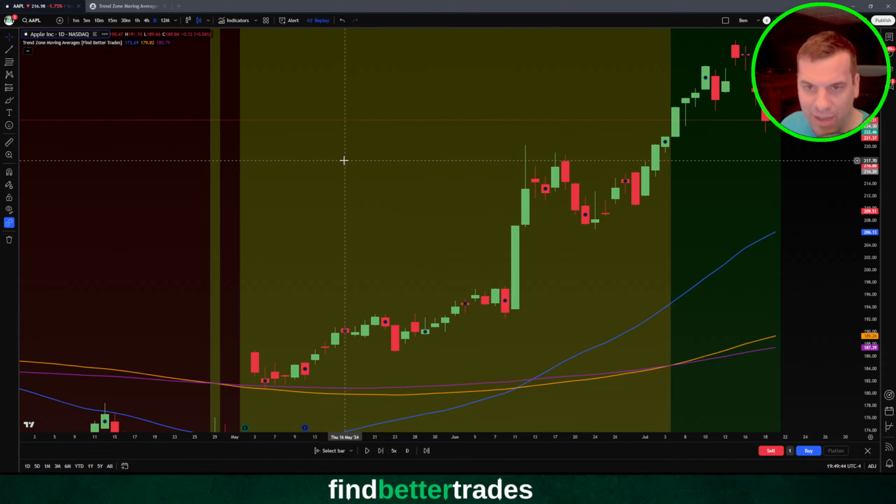We're actually going to have a helper here, and this is called the Trend Zone Moving Averages Indicator. It is 100% free directly on TradingView. You can actually grab it.